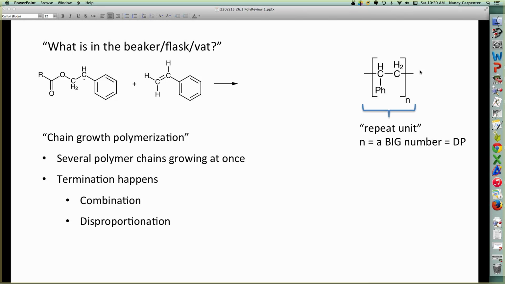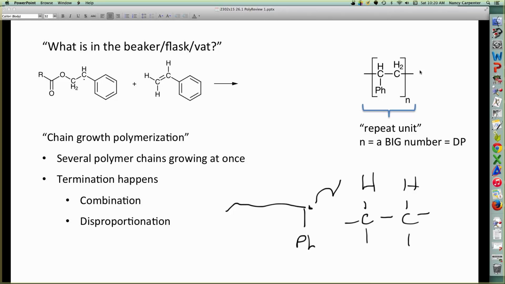It may be that your polymer chain will react with another polymer chain in a termination step. That's possible. It's not favorable, but it's possible. That's just called combination. Or it is certainly possible that what can happen is called disproportionation. And in a disproportionation reaction, what happens is one radical abstracts a hydrogen from another radical. So we've got the radical over here.